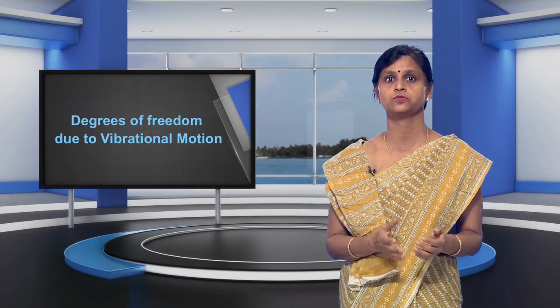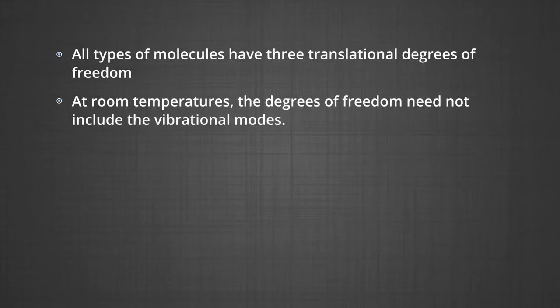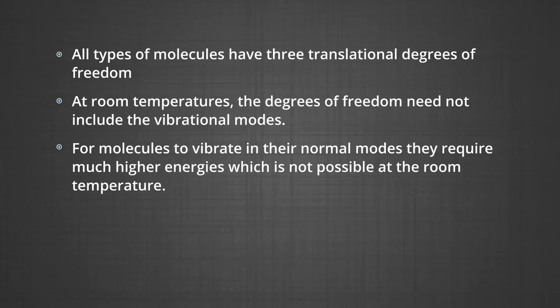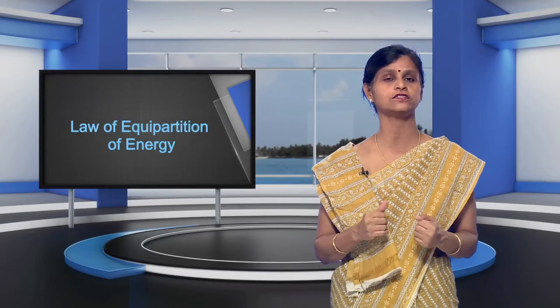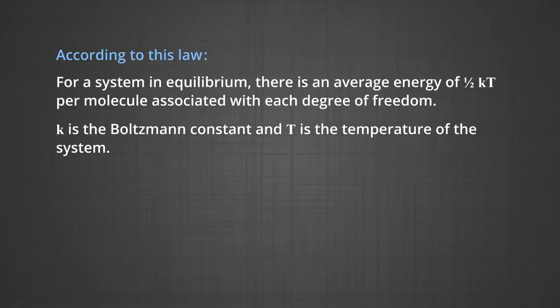So, let us see the points which are to be noted. All molecules, that is molecules of all types, have 3 translational degrees of freedom. At room temperature, the degree of freedom need not include vibrational modes, because for molecules to vibrate in their normal modes, they require much higher energies, which is not possible at room temperature. Now, let us come to a very important law, and this law is the law of equipartition of energy. According to this law, for a system in equilibrium, there is an average energy of half kT per molecule associated with each degree of freedom, where k is the Boltzmann constant and T is the temperature of the system.